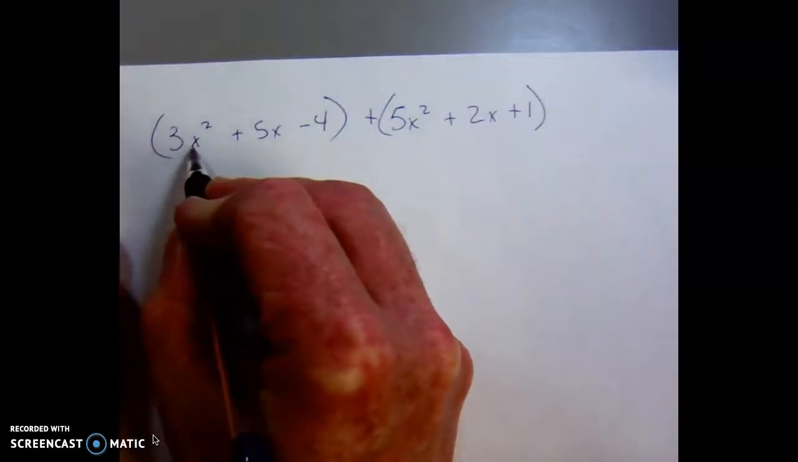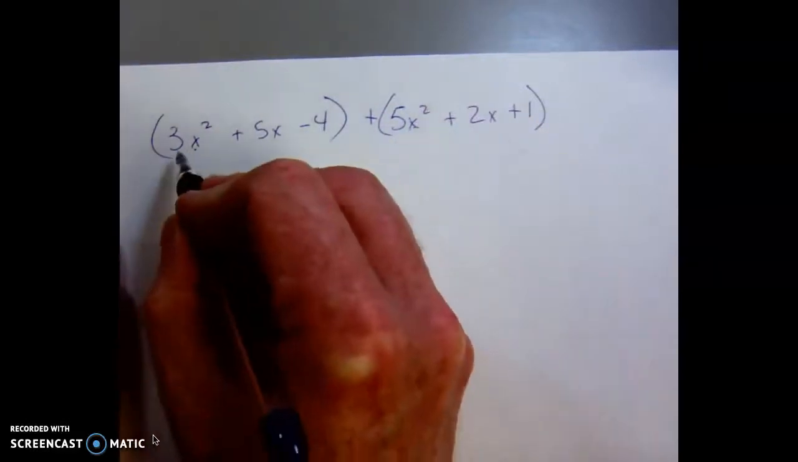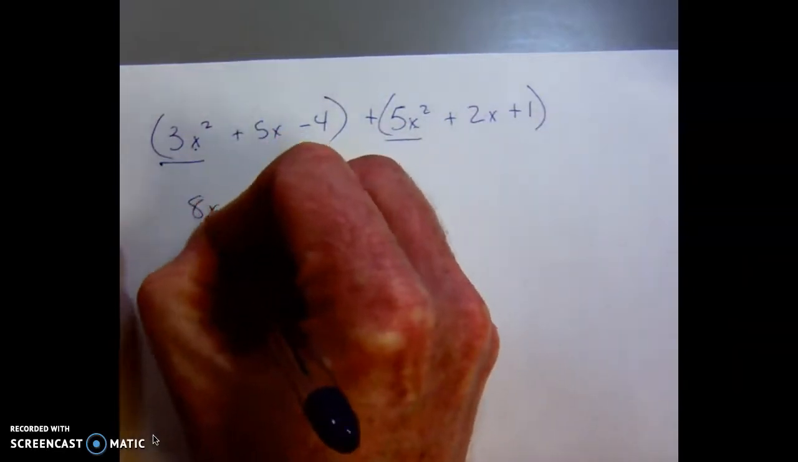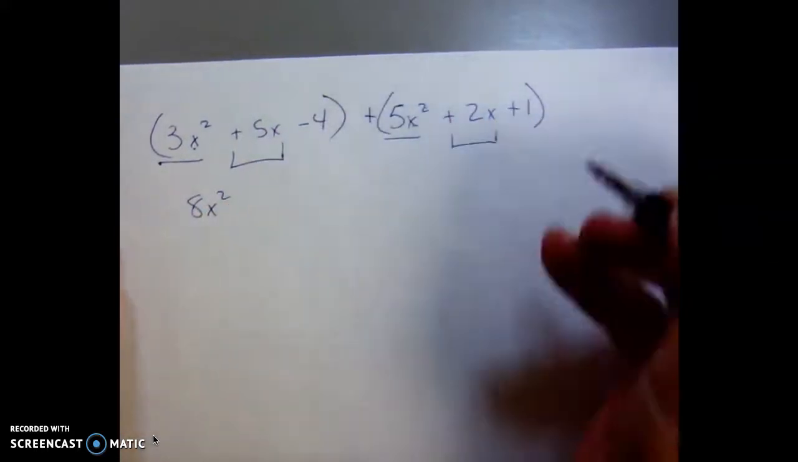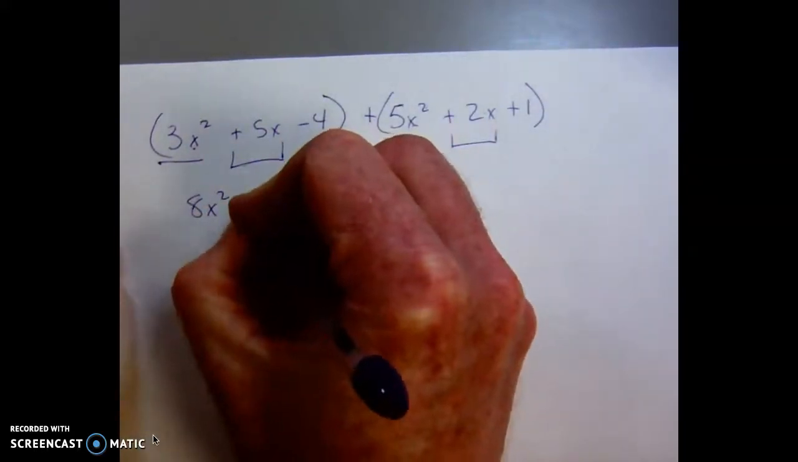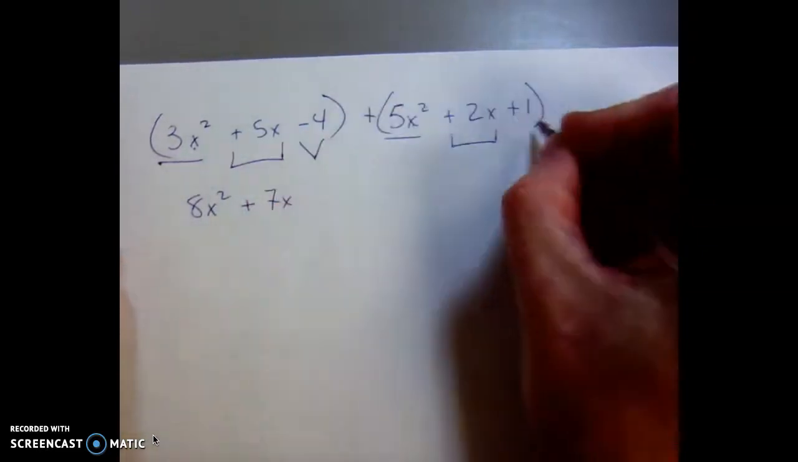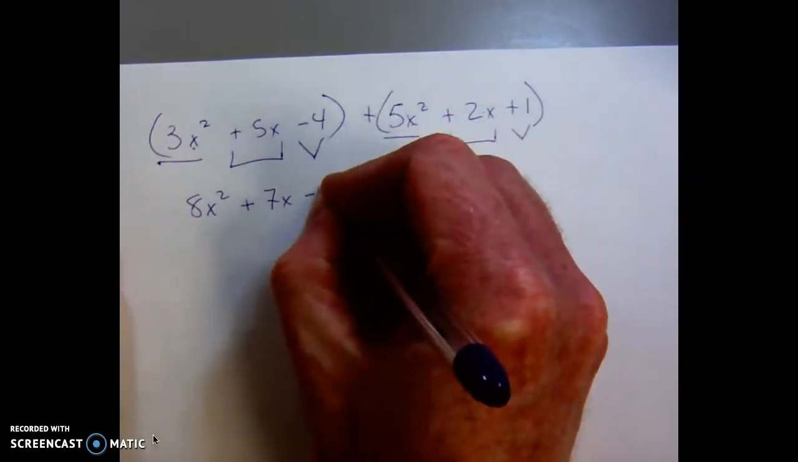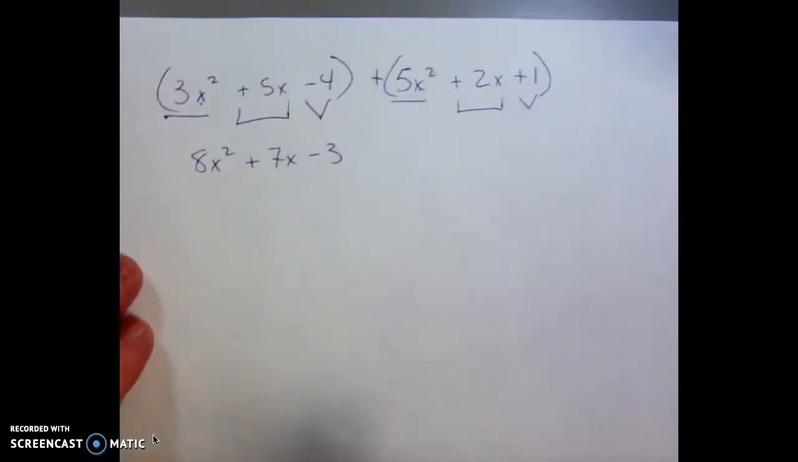Okay, so we're just going to combine like terms. Like terms mean the variables and the exponents completely match, totally the same. So 3x squared plus 5x squared is 8x squared, plus 5x and plus 2x, that would be plus 7x, minus 4 plus 1, negative 4 plus 1, that's going to be negative 3. Okay, so that's just a quick review of adding polynomials.